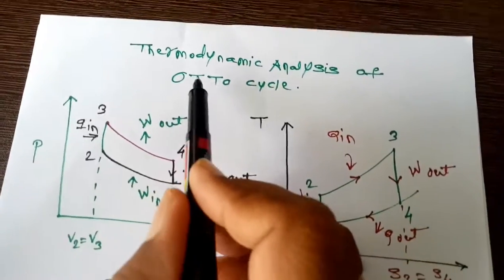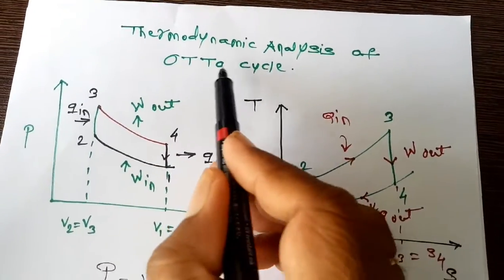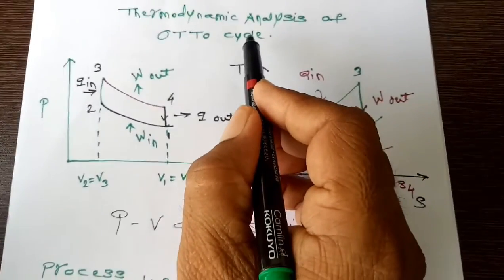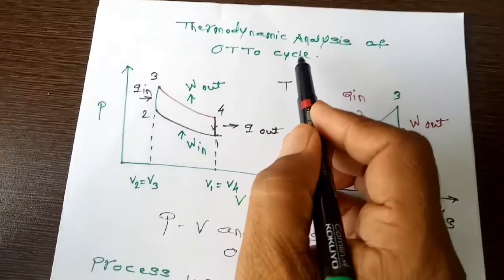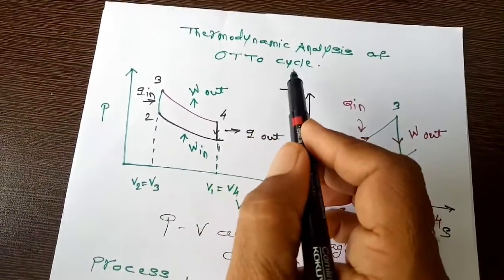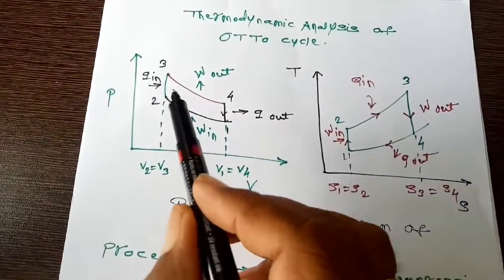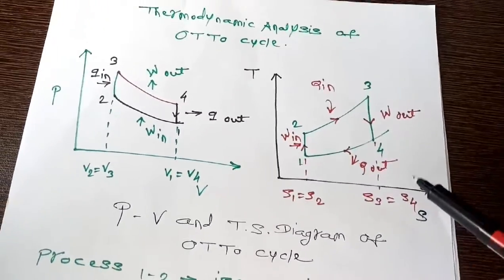Hello friends, let us see the thermodynamic analysis of Otto cycle. In the analysis of any cycle, our intention is to find out the efficiency of that particular cycle. So let us see how we can find out the efficiency of Otto cycle. As usual, let us draw the PV diagram and TS diagram for Otto cycle.